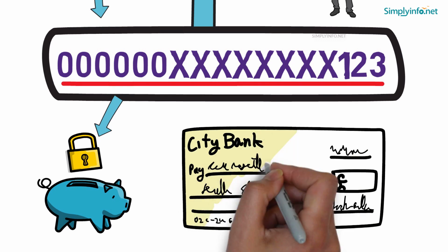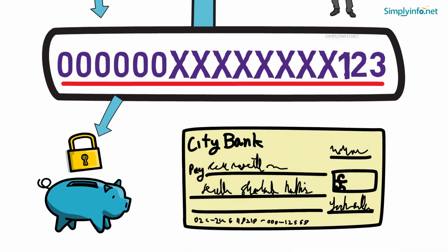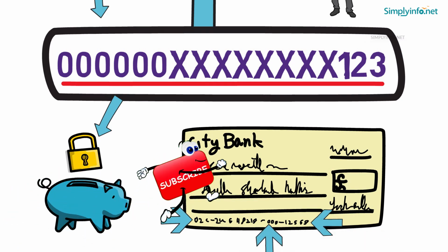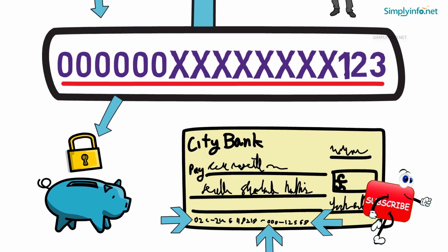There will be 3 sets of numbers in a computer-readable font at the bottom of the check. The first number on the left is the 9-digit bank routing number. The middle number is the account number. The third number is the number of the check.